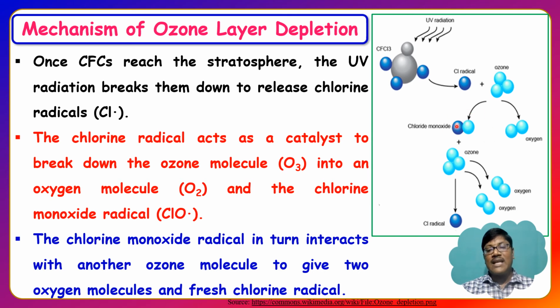The chlorine monoxide radical in turn interacts with another ozone molecule to give two oxygen molecules and a fresh chlorine radical. Since chlorine radical is produced, it initiates the chain reaction. Therefore, several thousands of ozone molecules will be destroyed and converted to oxygen molecules before other chemical processes consume or remove the chlorine radical from the atmosphere.